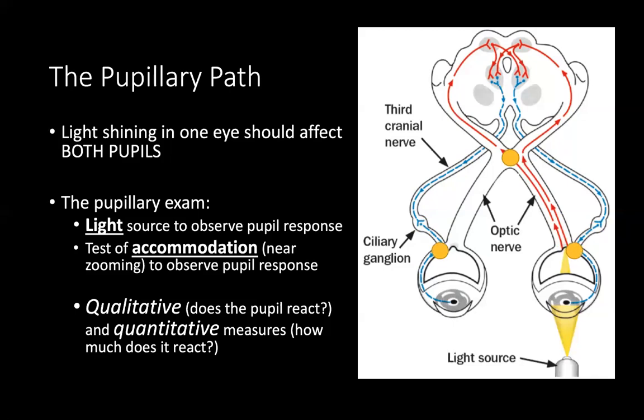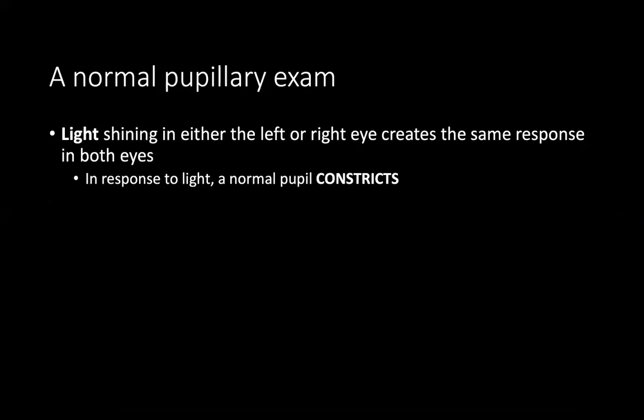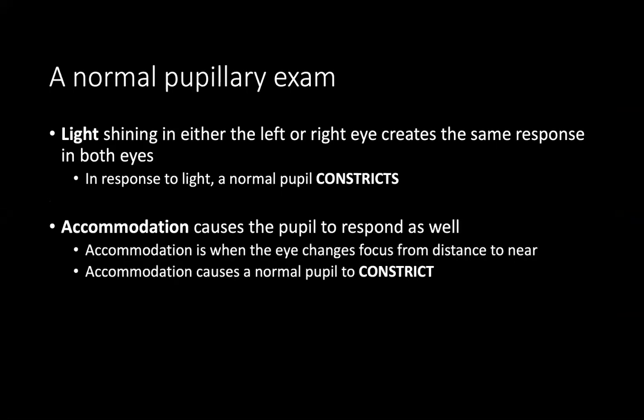And this is one of the main principles you need to understand when we're talking about the pupillary exam. Light in one eye creates the same reaction in both eyes as long as the system is working appropriately. Again, the light shining in either eye, either the left or the right, creates the same response in both eyes. In response to light, a normal pupil constricts, okay?